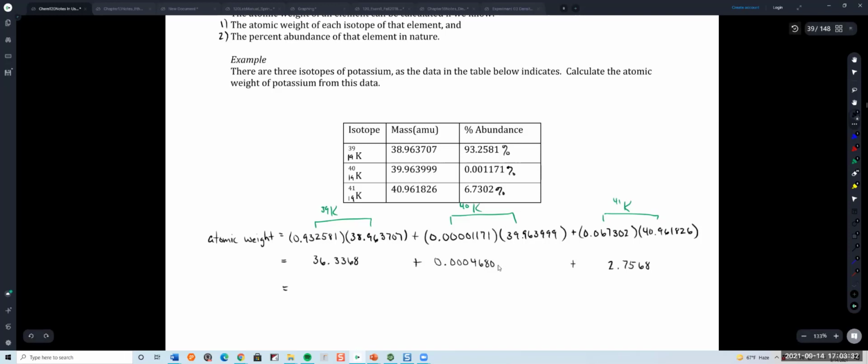This one I'm not going to bother because it's clearly beyond the 10,000s, right? And this is also the 10,000. So when I add these, I'm going to need to round to the 10,000s. And so that's what I'll do. So 36.3368 plus 0.0004680 plus 2.7568. And this gives me 39.0941.